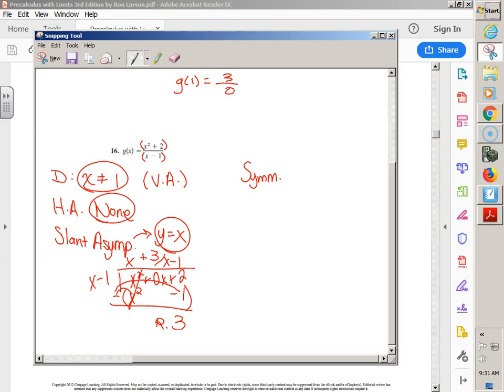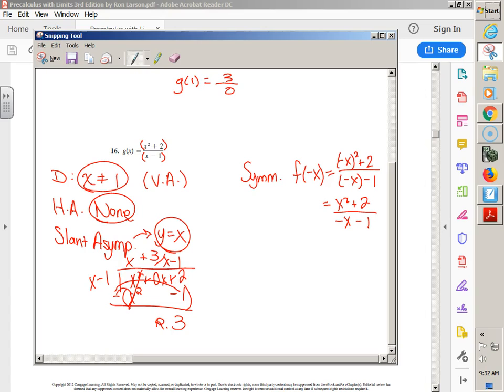Symmetry for even and odd. The easiest way I know how is plug in a negative x and ask yourself, same, opposite, or a little bit of both. If you square negative x, isn't it just positive x squared? Oh, hey, the top stayed the same. Oh, hey, the bottom only half flipped.